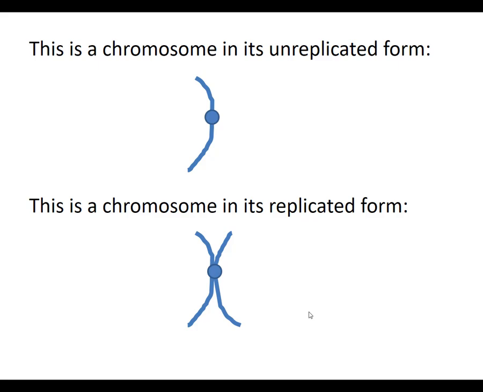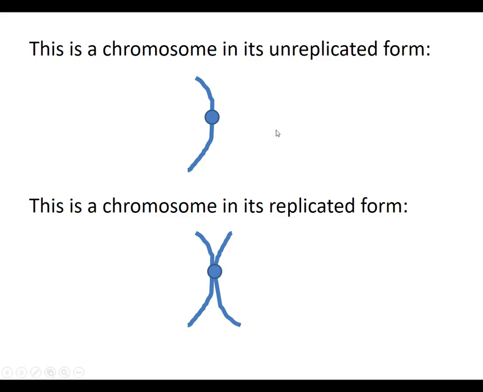And at the top of your screen you see basically a line with a dot in the middle, and sometimes that's how a chromosome is drawn in its unreplicated form. The line represents a double helix, a double strand of DNA that's spiraling, but it's just drawn as a simple line. And then the dot represents the centromere, which is a special point on the chromosome where the spindle fibers will attach during cell division.